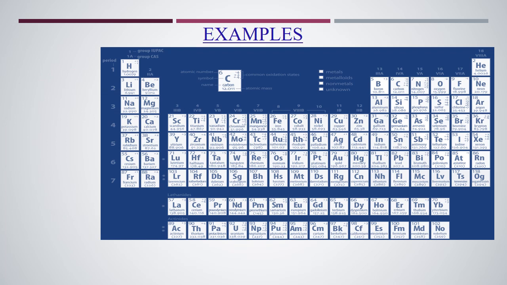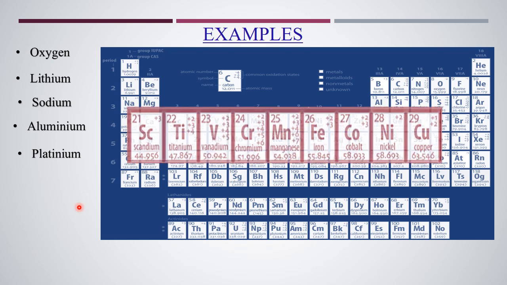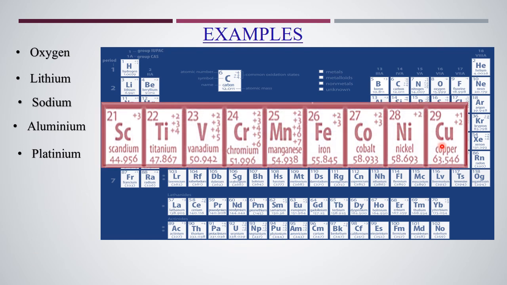Now let's list some of the paramagnetic elements of the periodic table, like oxygen, lithium, sodium, aluminium, platinum. Now we will elaborate the paramagnetic behavior of the first transition series from scandium to copper.